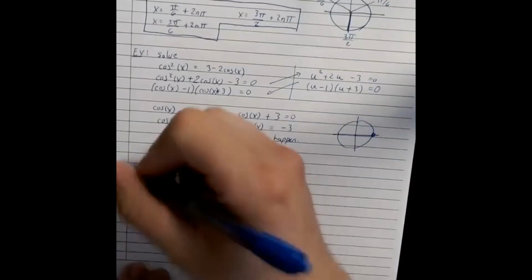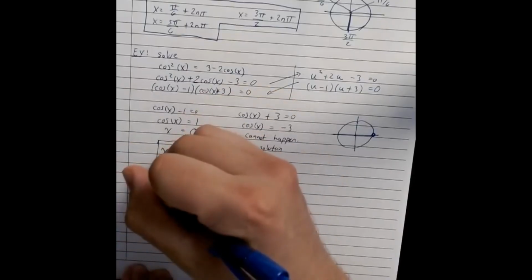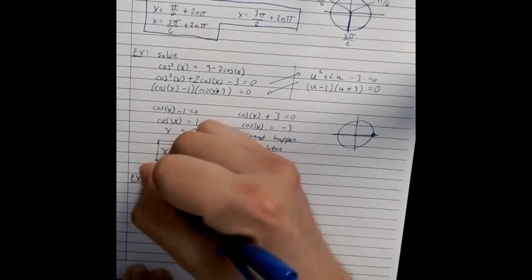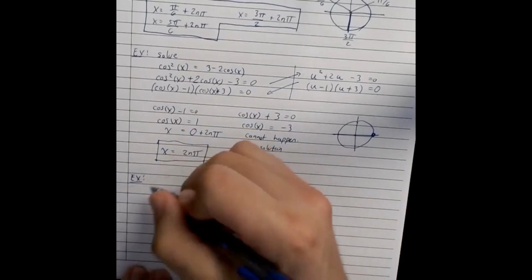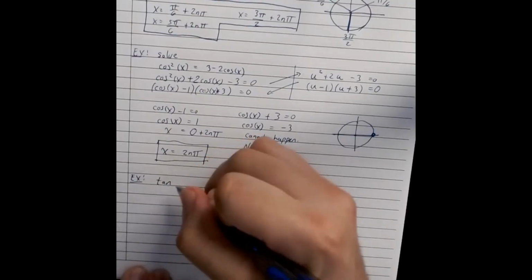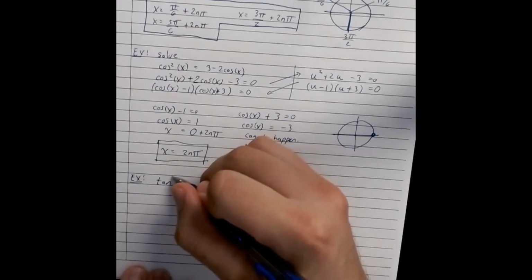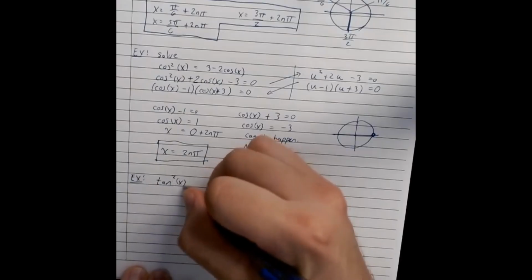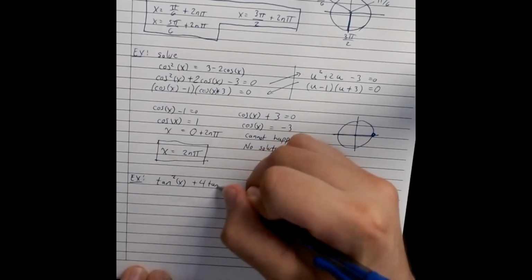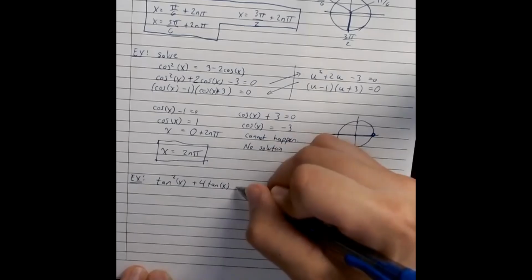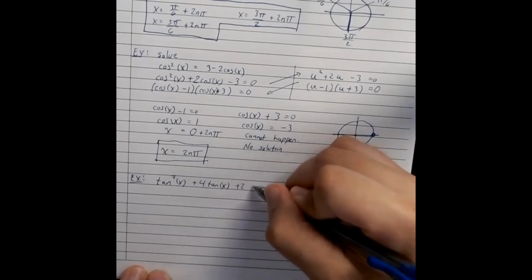Now the next thing we want to look at is going to be another one that starts off similar, but somewhere in the middle, something a little different is going to happen. All right, so let's say I have the tangent squared of x plus 4 times the tangent of x plus 2 is equal to 0.